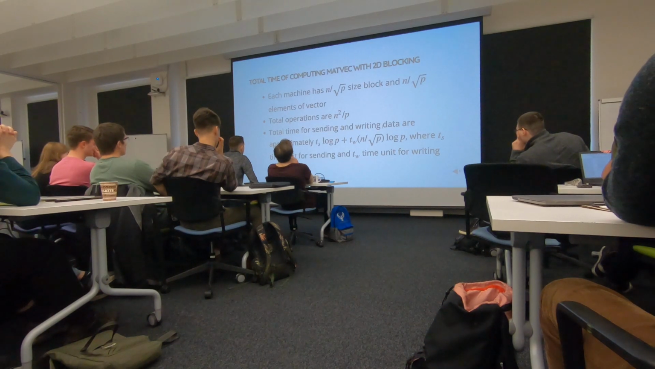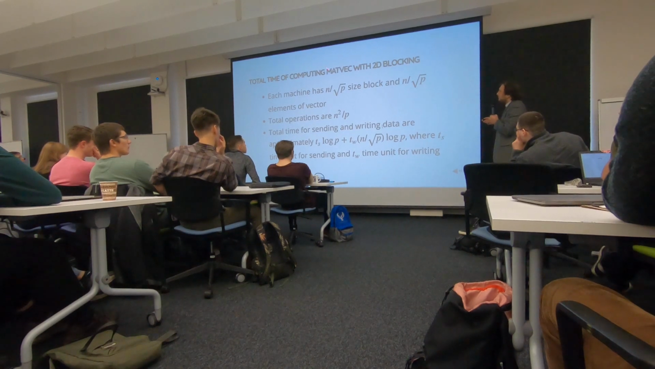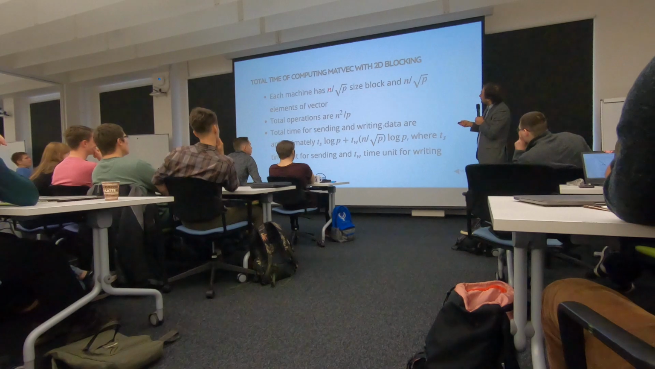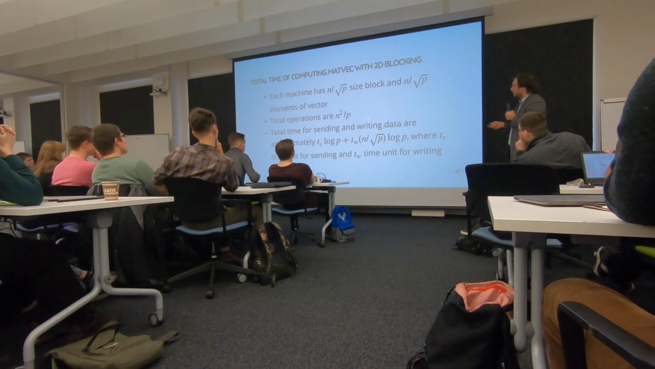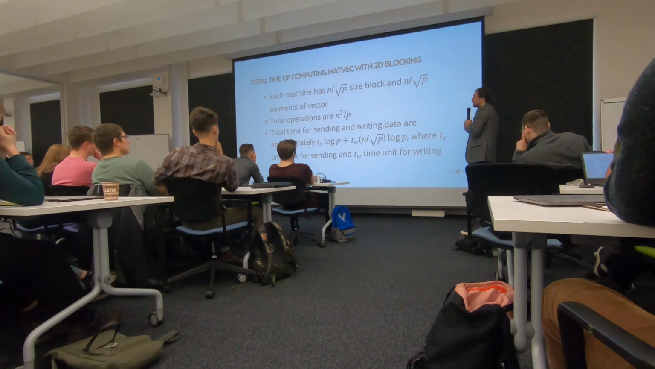So see, if you have P processors, now the block size that you can afford is square root of P, right? So each machine has a block of size n over square root of P times n over square root of P, and the vector of, again, length n over square root of P. The number of operations you make at each block is still n squared over P, it's the same. So this splitting, of course, doesn't reduce the number of operations that is done.